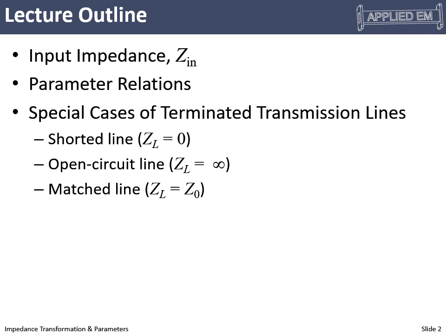Then we'll summarize everything in terms of special cases of terminated transmission lines. What happens if we hook a transmission line up to a short circuit, open circuit, and we match the line? We make the load impedance equal to the characteristic impedance.